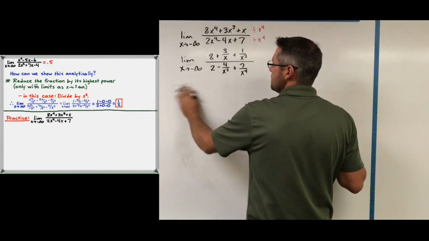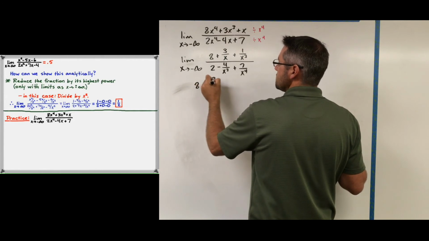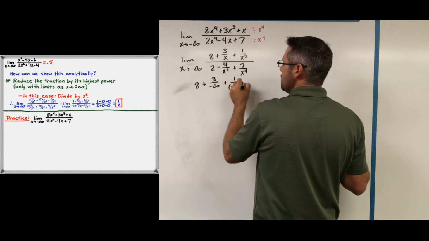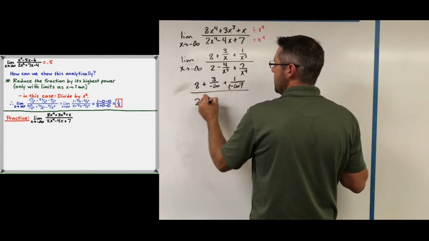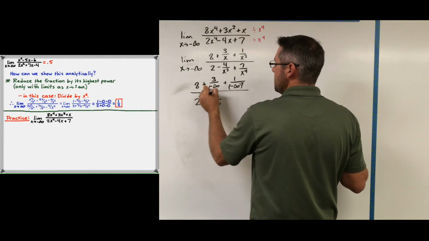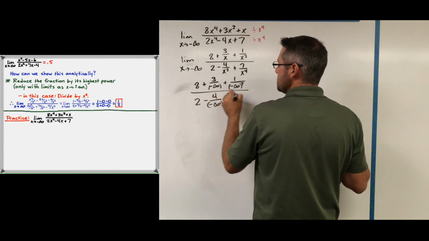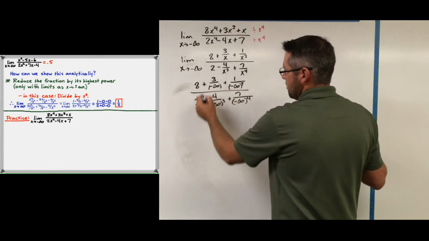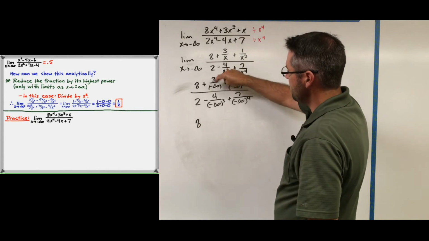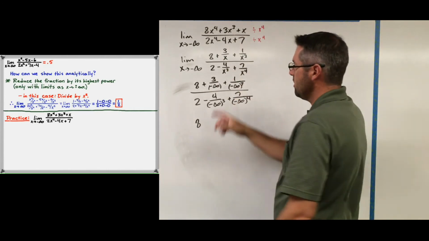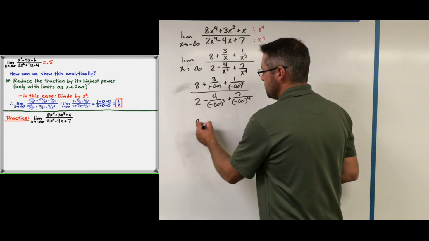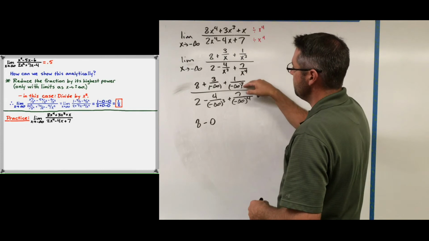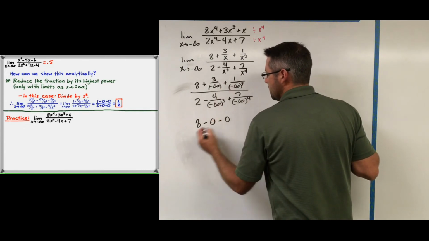So the limit, oops, don't need to put limit because I'm substituting. 8 plus 3 over negative infinity plus 1 over negative infinity cubed, over 2 minus 4 over negative infinity cubed plus 7 over negative infinity to the 4th. Okay, so this is simple enough. 8. What is 3 divided by infinity? It's 0. What's a positive divided by a negative? It's a negative, so it'd actually be minus 0. What's negative infinity cubed? It's negative infinity. 1 over infinity is 0 with that negative, so it's minus 0 again.